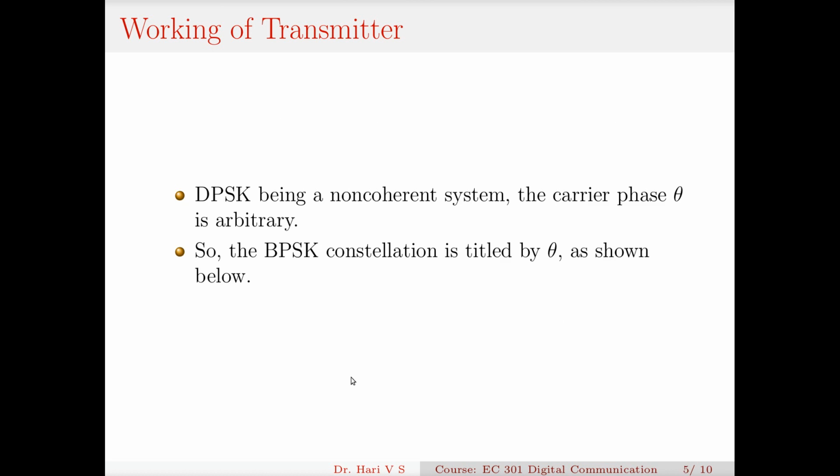Now coming to the receiver, this carrier phase is arbitrary. So ultimately the BPSK constellation will be tilted by an angle theta due to the phase incoherence. Probably you remember the BPSK transmitter I made with USRP and LabVIEW. There in the receiver constellation, you can see there is a tilt in the constellation. This is due to the changes in phase.